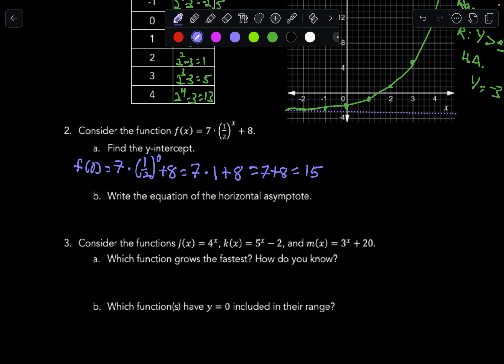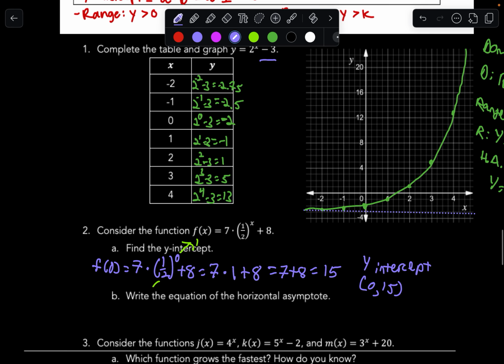You got to remember, any number to the 0 power is 1. So the y-intercept of this graph, remember, x is 0, is 15. So for this graph, the y-intercept would have been way up there. And the horizontal asymptote would have been y equals 8. And then the graph would look like something like this.